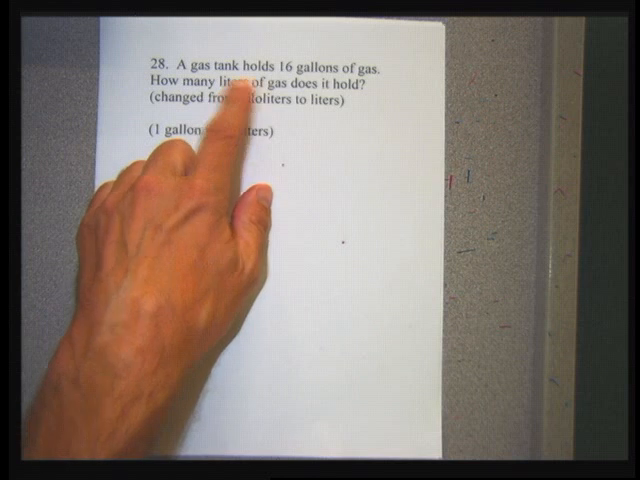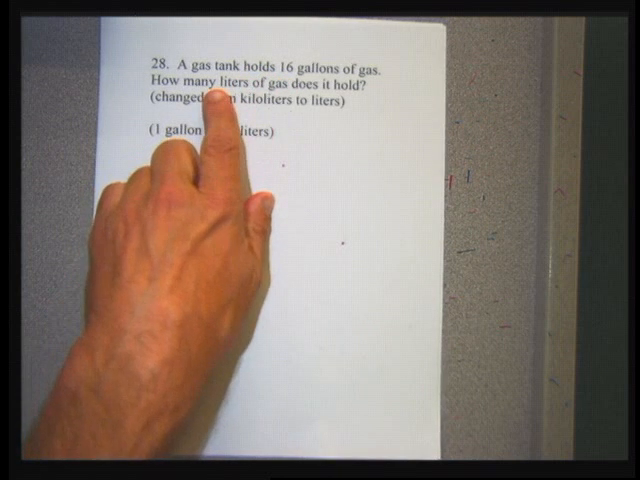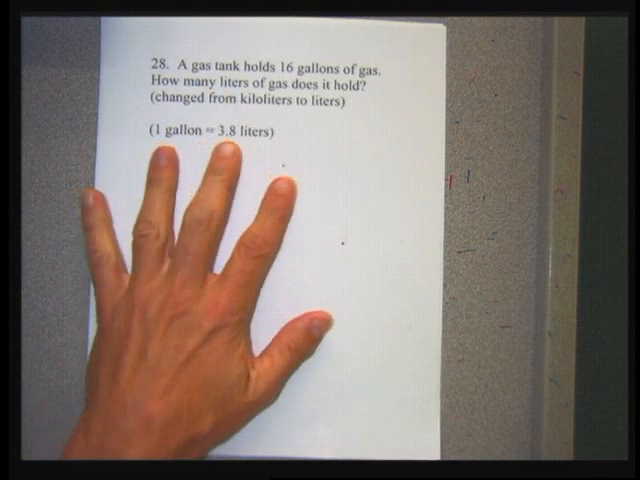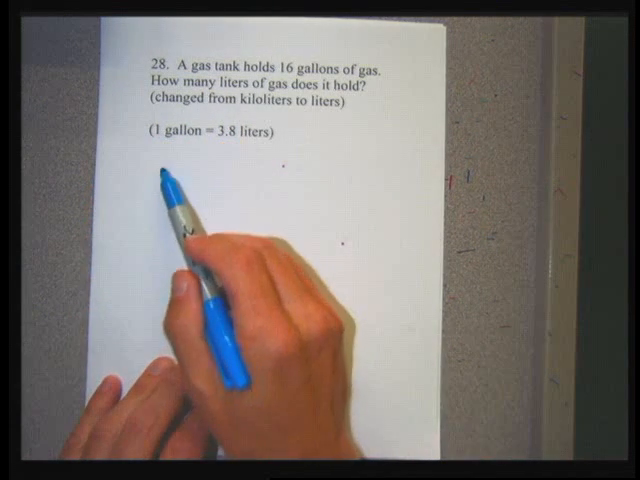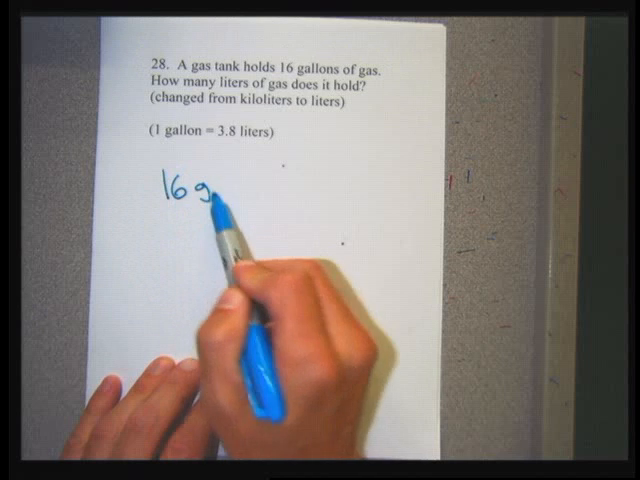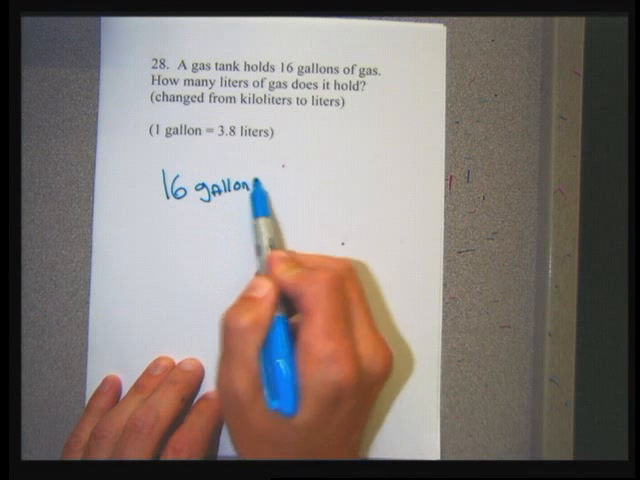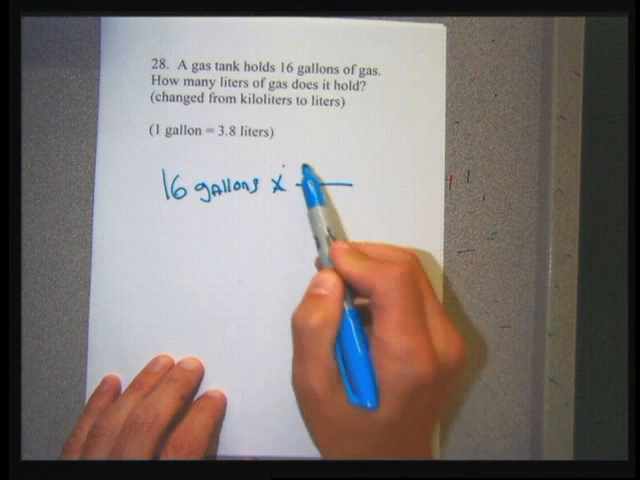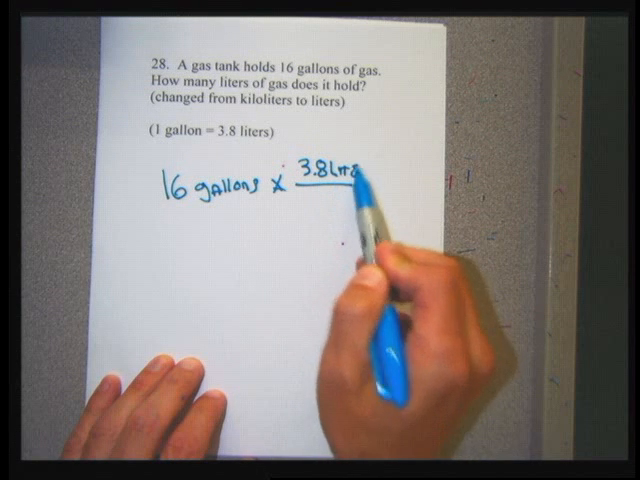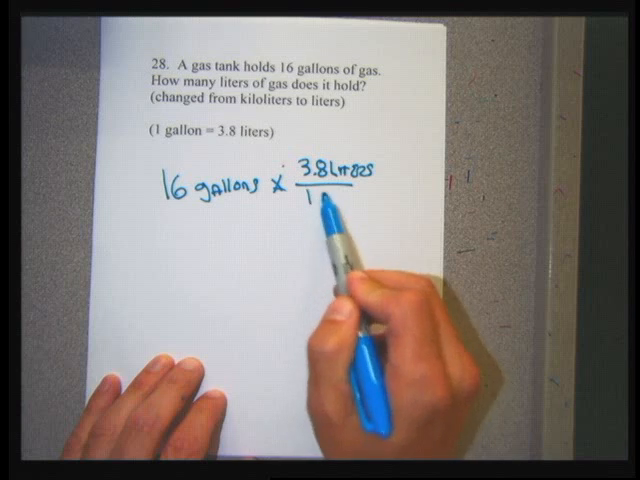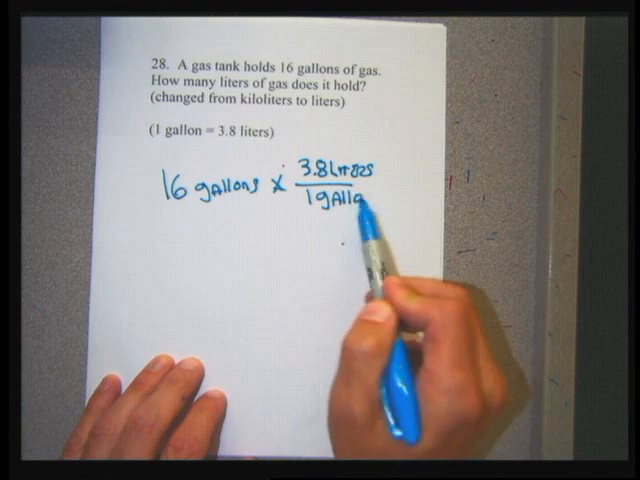So I want to change 16 gallons of gas to liters, and I'm using the relationship that 1 gallon is 3.8 liters. I'm going to take what I know. I have 16 gallons. I want to change it to liters, so I'm going to multiply by the unit that has what I want in the numerator. What I want is liters, which is just an L if I abbreviate it, divided by what I have, which is gallons.